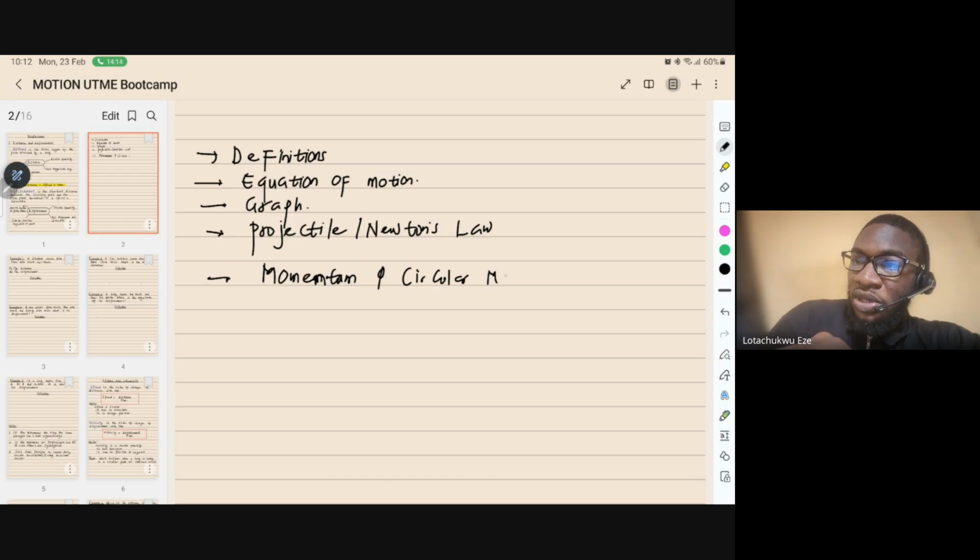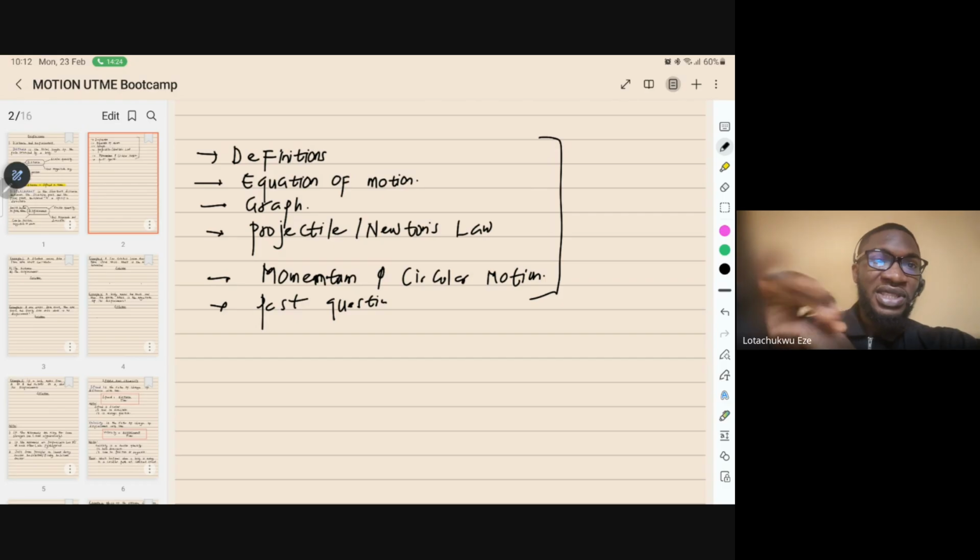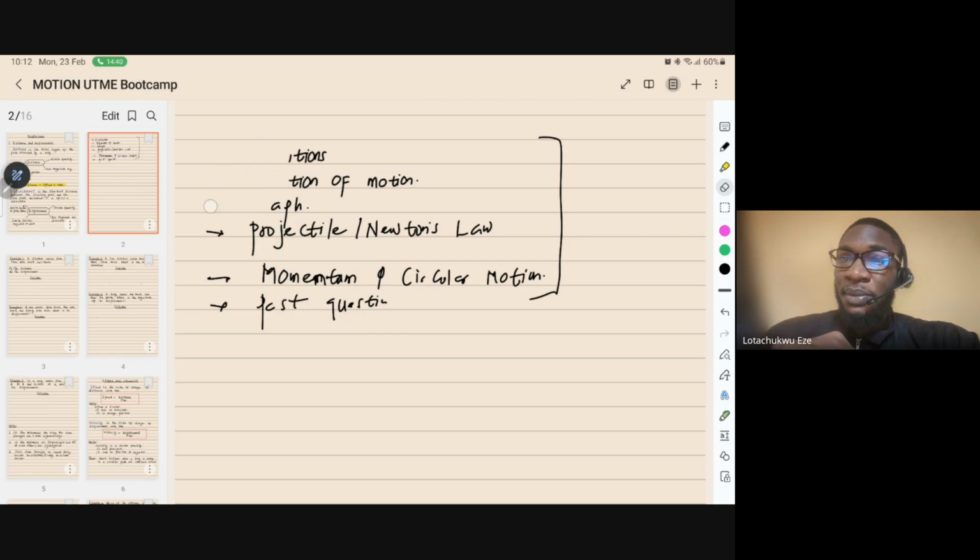So I'm writing this way just to give us a heads up. Then after that, we solve as many past questions as possible under motion. So more like this lesson, these are the categories of the things we'll be looking at: the definitions, equations, graphs, and the rest of them. So just take note of all of these things I mentioned as the lesson will revolve around them, right?